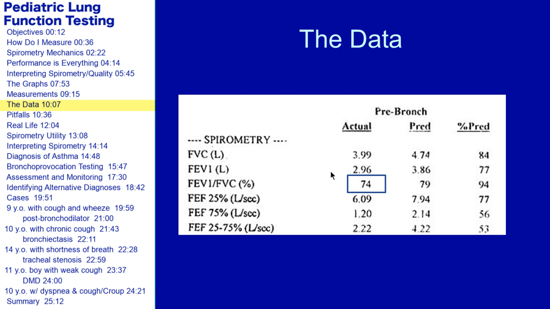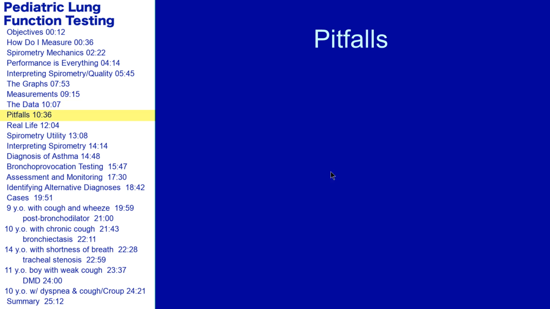And so the actual data that you might see on a printout here after you've examined your curves is given in the actual amount, the predicted, and then the percent predicted for each of these parameters. And highlighting here that the FEV1 to FVC ratio, that actual is less than predicted, and in a kid, less than 80 is considered obstructive, even if the FEV1 is in the normal range.